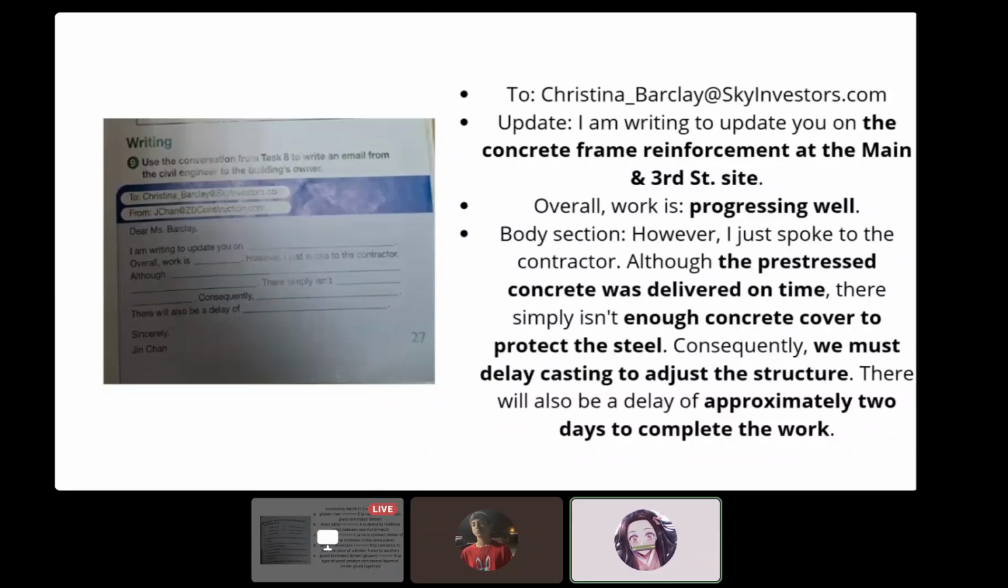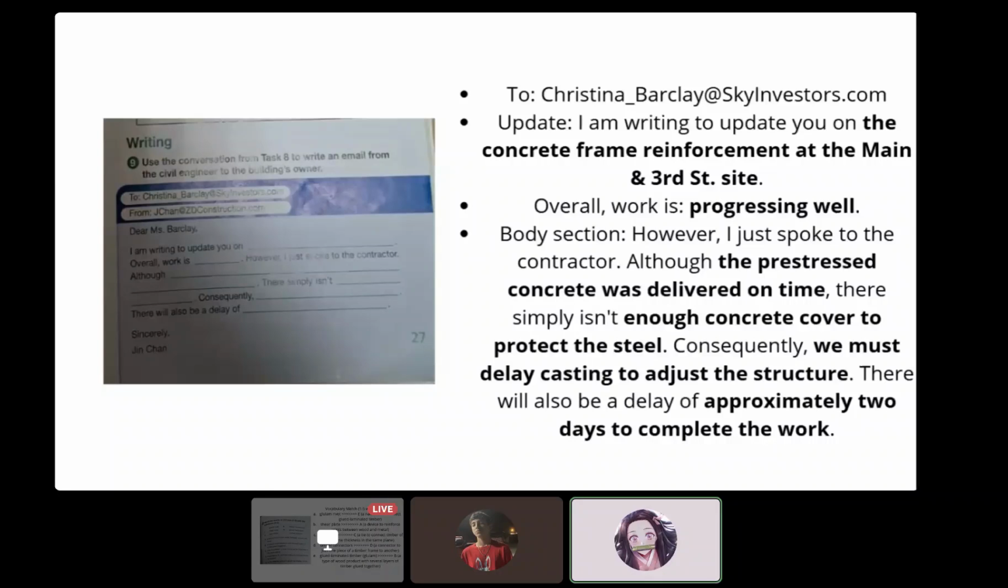This is our writing, using the speaking. So it's to Christina and it's an update. I am writing to update you on the concrete frame reinforcement at the Main and Third Street site. Overall work is progressing well. Body section, however, I just spoke to the contractor.